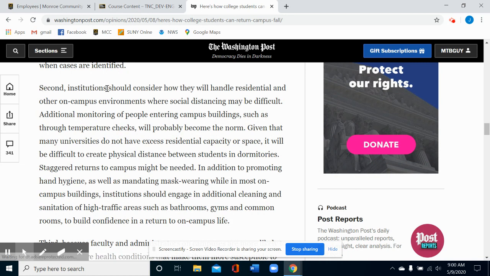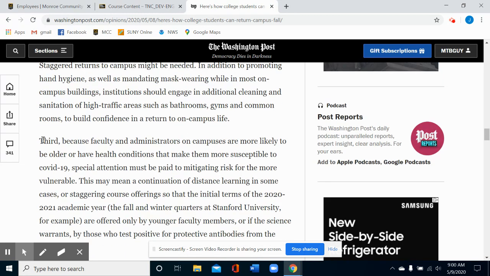Second, institutions should. Okay, you can see again, they're using the same techniques that I've been teaching you the past few weeks. Third, because faculty and administrators on campus are more likely to be older or have health conditions that make them more susceptible to COVID-19, special attention must. And there's that key word must. Okay, another policy claim. That's what I'm looking for.